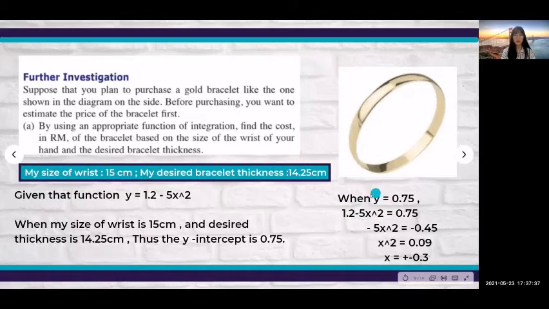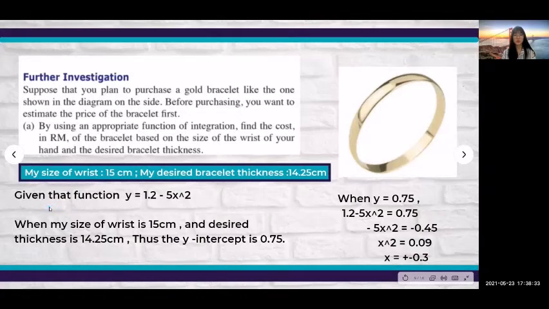on site. Before purchasing, you want to estimate the price of the bracelet first. A. By using an appropriate function integration, find the cost in RM of the bracelet based on the size of the wrist of your hand and discrete bracelet thickness. My wrist in cm when my discrete bracelet thickness is 14.25 cm. My function is y equals 1.2 minus 5x squared.